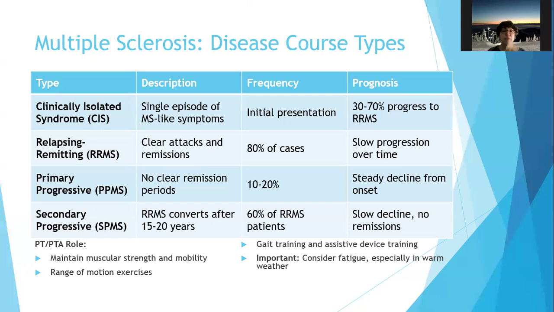So our role is to maintain muscular strength and mobility, range of motion exercises, gait training, and assistive device training. It's really important to consider fatigue, especially in warm weather. Not everybody, but a lot of people with MS tend to be very affected by warm weather. So if the weather's warm, they're weaker and have more symptoms.